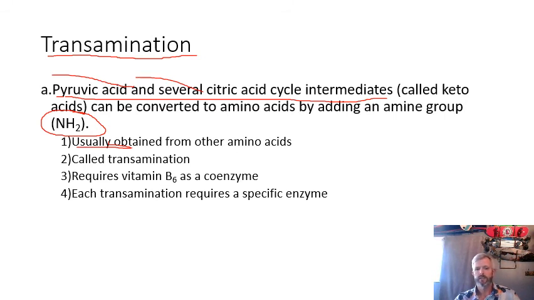Okay. Each transamination, so each of those non-essential amino acids, we have to have specific enzymes for the reaction. So we have to have at least 12 different enzymes to make the 12 different non-essential amino acids. Okay, and it requires vitamins as coenzymes, so make sure you get your vitamins in your diet, because one of those, B6, is a coenzyme for these transamination reactions.